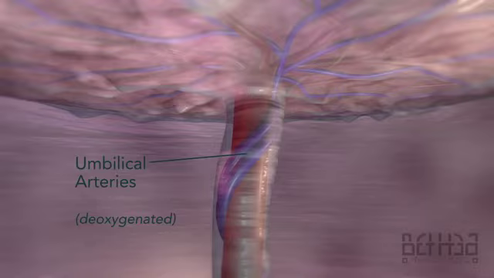By the 4th week, fetal blood flow is established. Poorly oxygenated blood is transported to the placenta from the fetus via paired umbilical arteries. These arteries send branches into the chorionic villi and divide into capillary networks at the terminal ends.